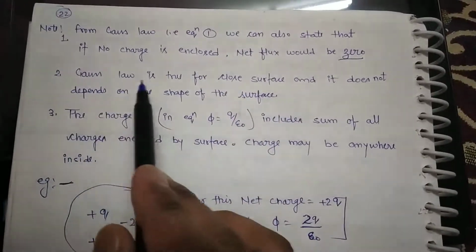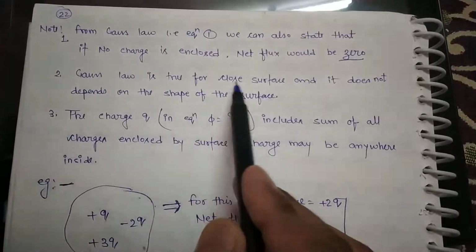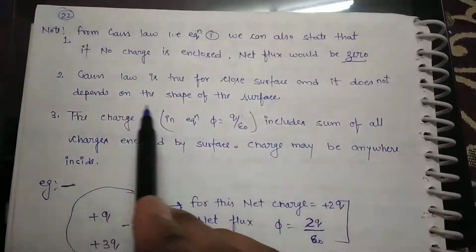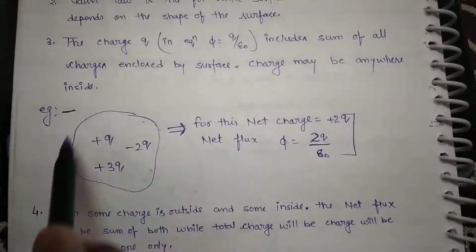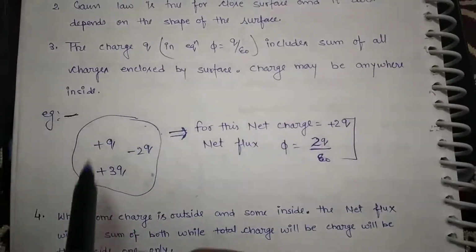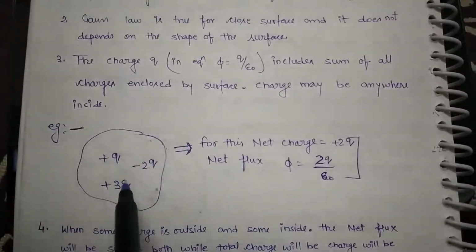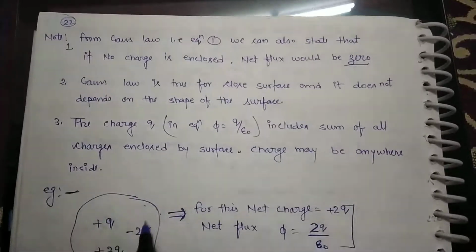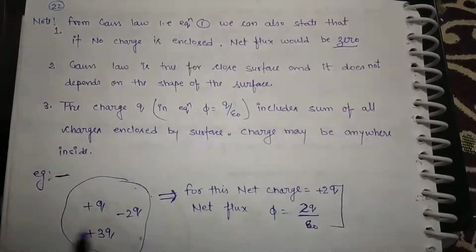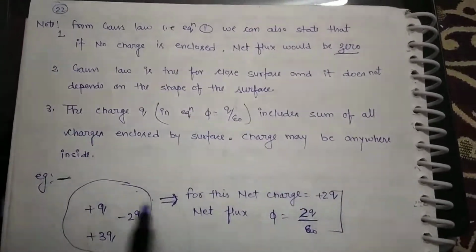Second, Gauss's law is true for closed surfaces and it does not depend on the shape of the object. You can take any shape: spherical, rectangular, square, or cubical. So all Gaussian surfaces are included. Shape doesn't matter; what matters is the Gaussian surface.